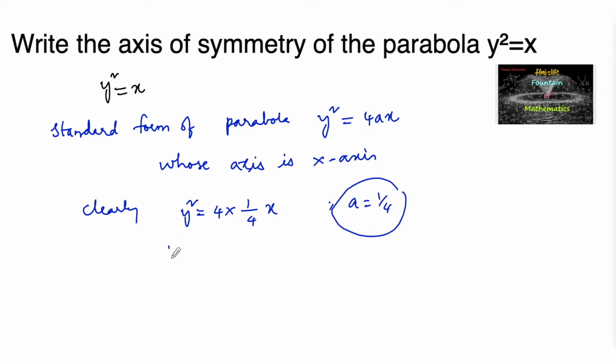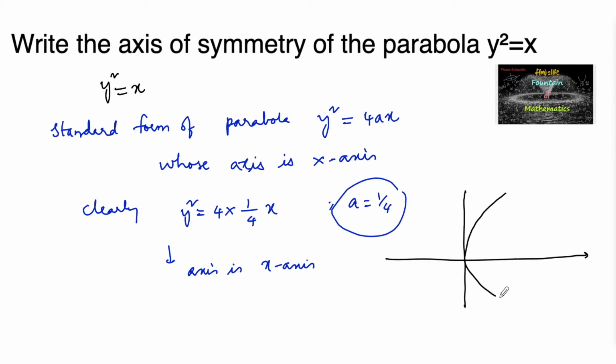So we can say that its axis is also the x-axis, and the shape of the parabola can be taken like this. So this is y square is equal to x, with the focus at the point 1 by 4 comma 0 we can consider. So clearly we can say that here the x-axis is the axis of symmetry. So we can consider the axis of symmetry is the x-axis.